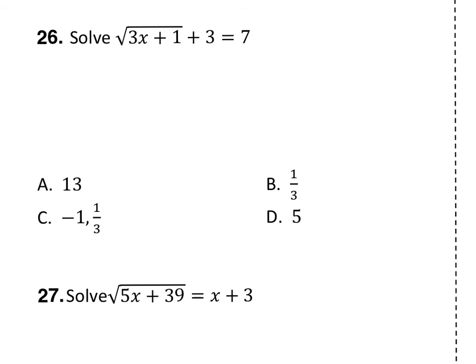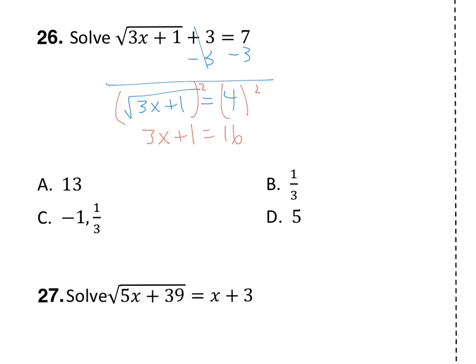Number 26, solve the square root of 3x plus 1, plus 3 equals 7. So steps to solve radical equations. First rule with that, or the first step, is to isolate the radical. So I'm going to subtract 3 from both sides and get the square root of 3x plus 1 equals 4. Now that the radical is isolated, I am going to square both sides and get 3x plus 1 equals 16. And now I'm just going to isolate my variable x. So I'll subtract 1, get 3x equals 15, divide by 3, and I get x equals 5.